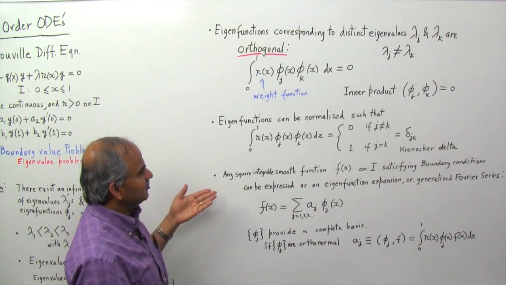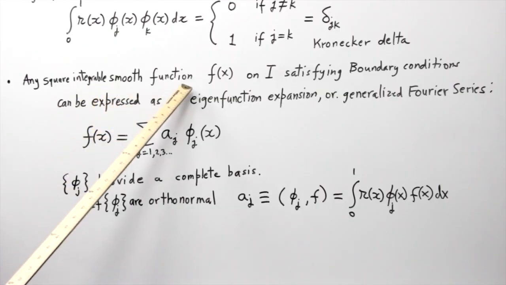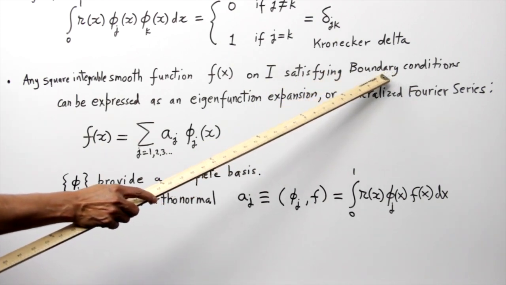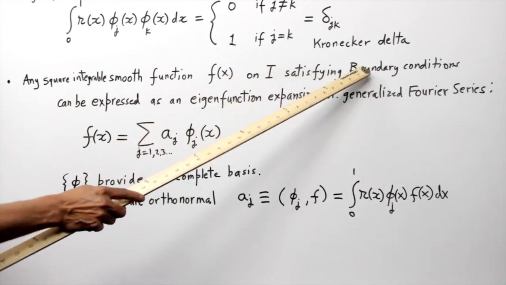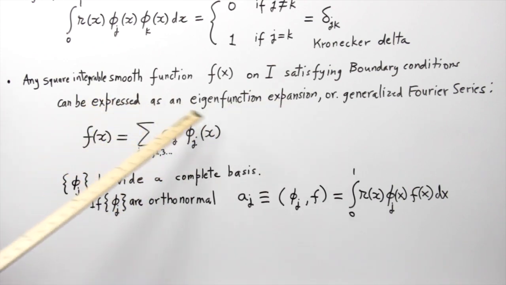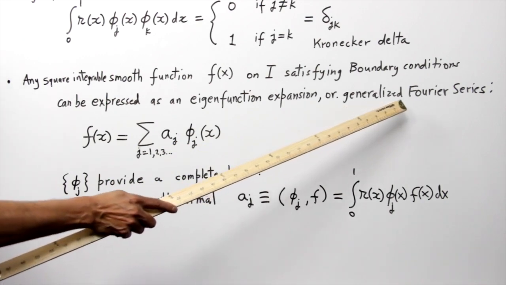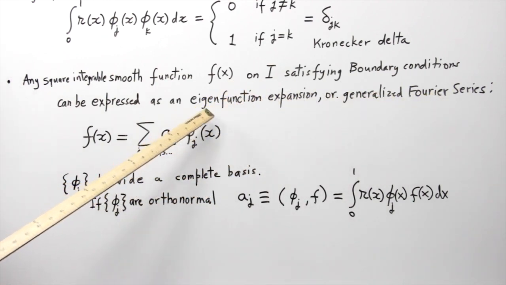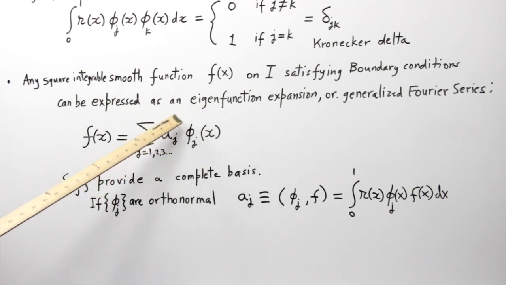So given this property, a very important consequence which makes this whole discussion very useful is that any square integrable smooth function f of x defined on the interval I, which satisfies the boundary conditions of the problem. What are the boundary conditions? The homogeneous boundary conditions on the Sturm-Liouville problem that we had posed. So if the function satisfies these boundary conditions, this function can be expressed in terms of an eigenfunction expansion. It can be expanded in terms of these eigenfunctions, and this expansion we can also call a generalized Fourier series, just as a Fourier series is an expansion of some arbitrary square integrable function. This would be an expansion in terms of these eigenfunctions, not in terms of Fourier series or sines and cosines, but in terms of these special functions.